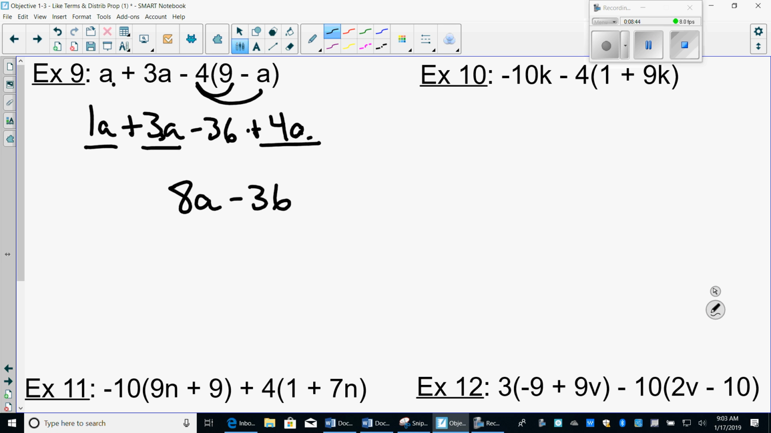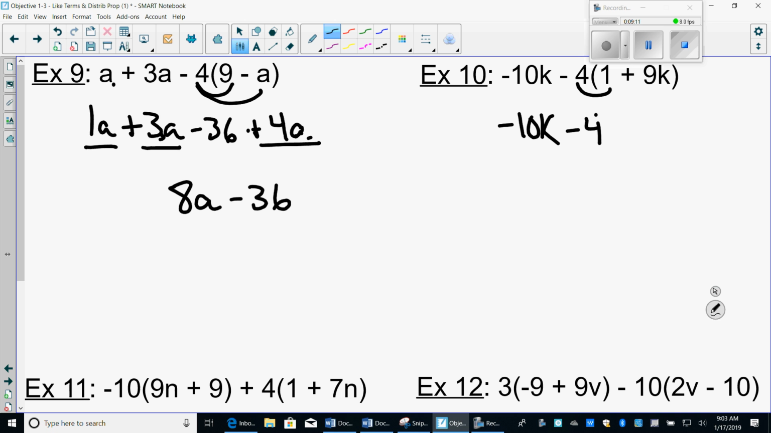Okay, let me do this real quick. I'll get you started on these last two, and I'm going to check the email to see what it says. Okay, so on the second one, what am I going to do? Negative 10k minus 4 times the quantity of 1 plus 9k. Okay, so I'm going to bring down negative 10k. Excellent. Okay, and then I'm going to distribute. What is that going to give me?